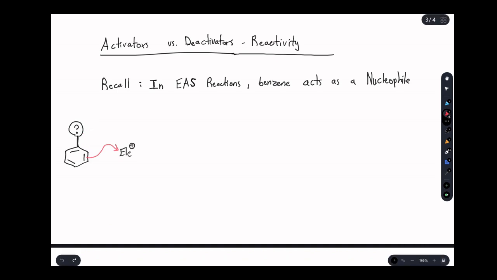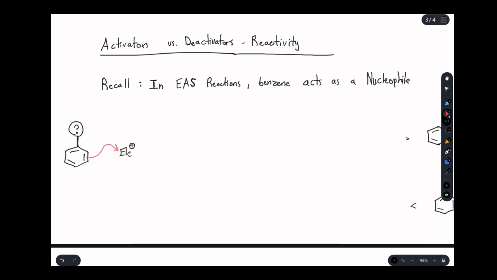On the flip side, if I put an electron withdrawing group, these typical meta-directors, on the benzene ring, that would reduce the reactivity of the ring. Indeed, if you put enough deactivators or strong deactivators on some benzene rings, they'll stop reacting in EAS entirely.